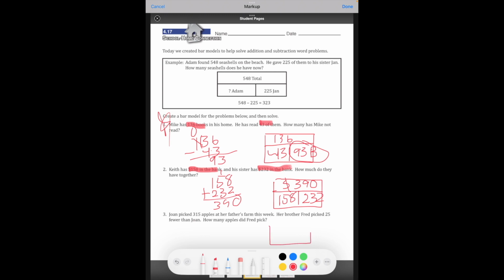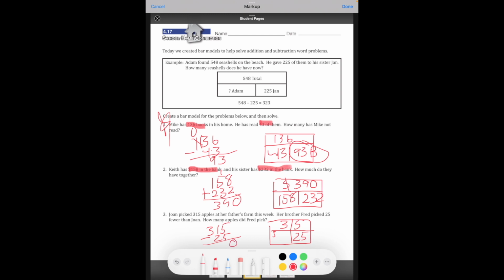All right, last one. Joan picked 315 apples at her father's farm this week. Her brother Fred picked 25 fewer than Joan. How many apples did Fred pick? Okay, well, we know on this one that Joan picked 315 and her brother picked 25 less than her. Okay, so we want to figure out what Fred picked. All right, so 315 minus 25.